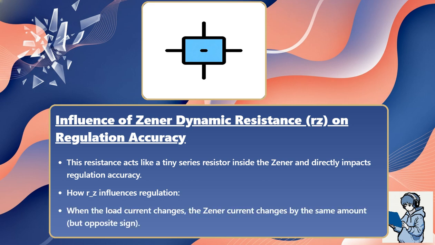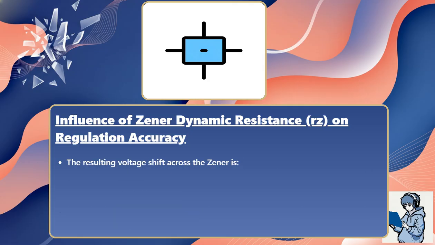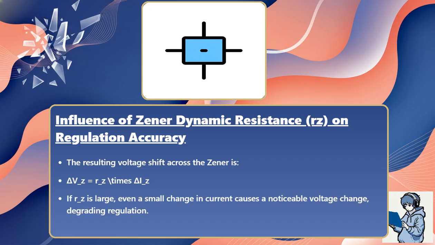When the load current changes, the Zener current changes by the same amount but opposite sign. The resulting voltage shift across the Zener is delta V sub Z equals R sub Z times delta I sub Z. If R sub Z is large, even a small change in current causes a noticeable voltage change, degrading regulation. Conversely, a small R sub Z keeps the Zener voltage almost constant.